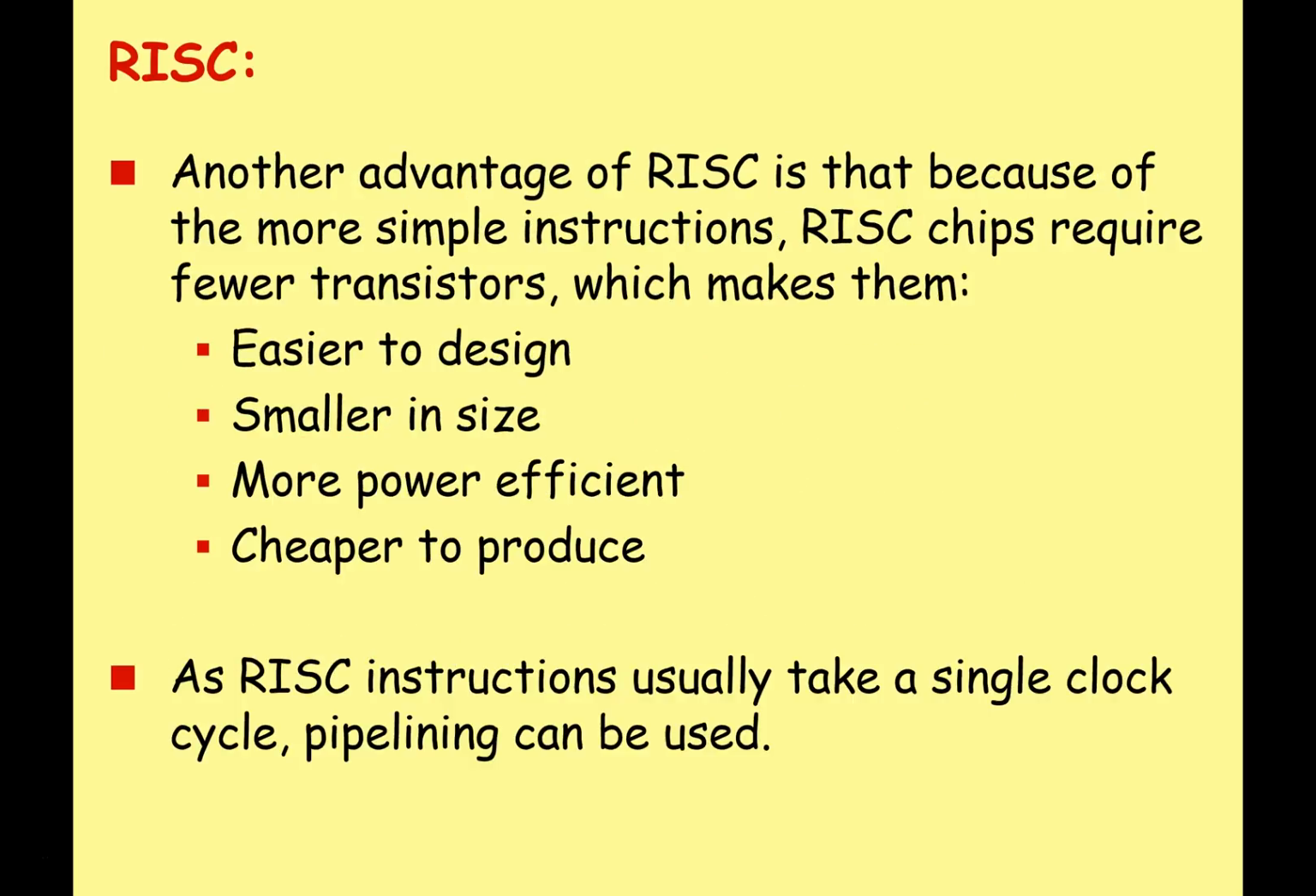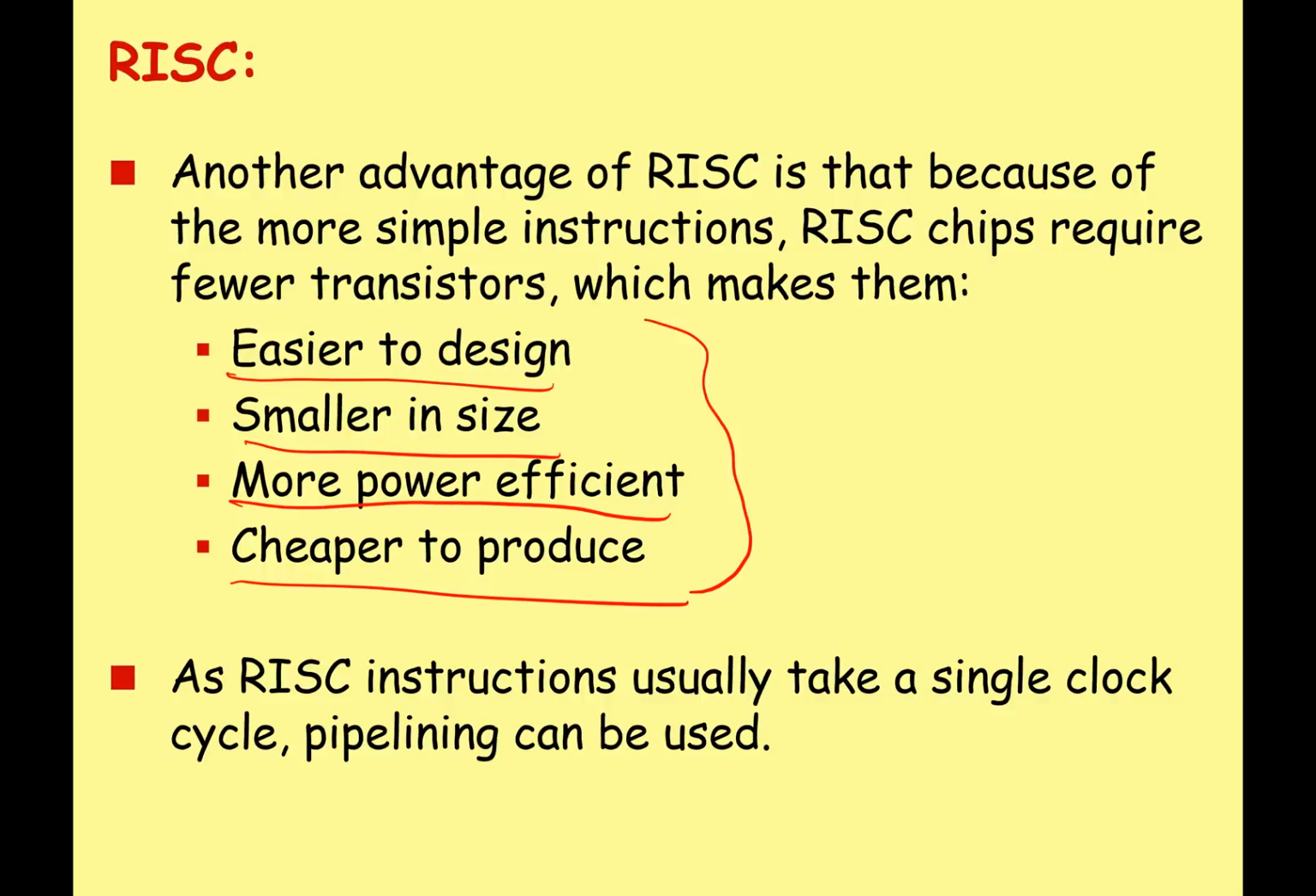Another advantage of RISC is that because there are simpler instructions, RISC chips require fewer transistors. They're less complex. This means they are easier to design, smaller in size, more power efficient, cheaper to produce. So if you think about that, these are the characteristics that we want in mobile devices, isn't it? We want our phones and our tablets to be small, power efficient, and cheap. So RISC has a lot of these important advantages that mean they're really good for mobile devices. And again, all of this is because a RISC CPU requires fewer transistors. That means it's easier to design, smaller in size, more power efficient, and cheaper to produce.